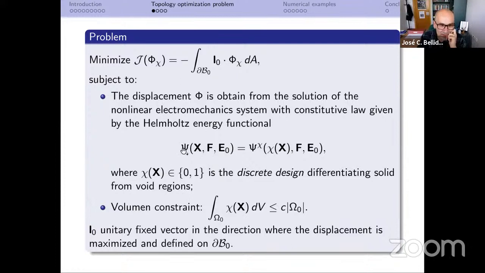So we consider the Helmholtz energy function given the constitutive model, and now we have a discrete function taking value 0 or 1 for differentiating between solid and void regions, and the typical volume constraints. So this is a typical topology optimization problem for designing an actuator, but with this nonlinear modeling of electromechanics.